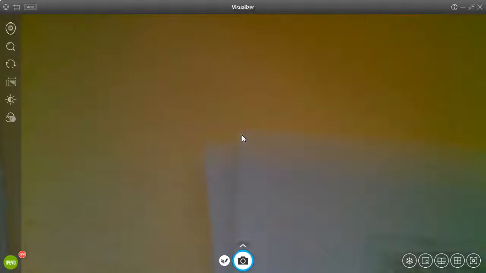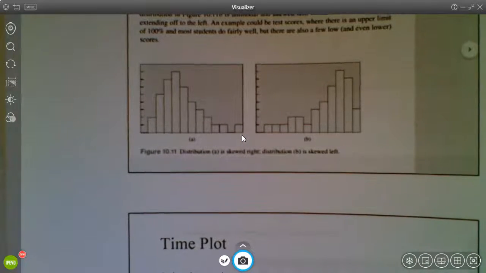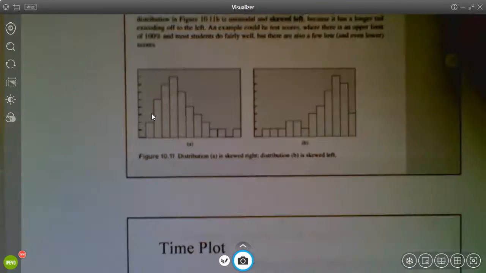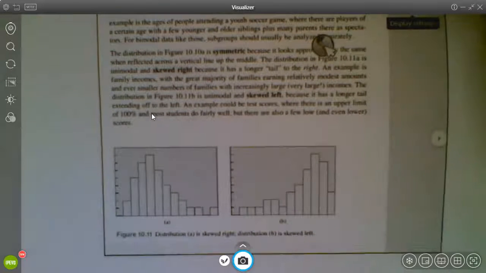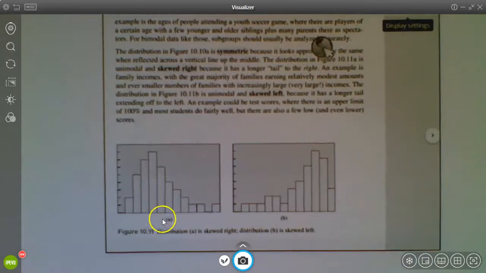However, let me show you this. These are ones that are not symmetric because they're not centered in the middle, or the main cluster is not in the middle of the graph. Let me make sure you can see all this. If the main cluster is to the left, they would call this right skewed.